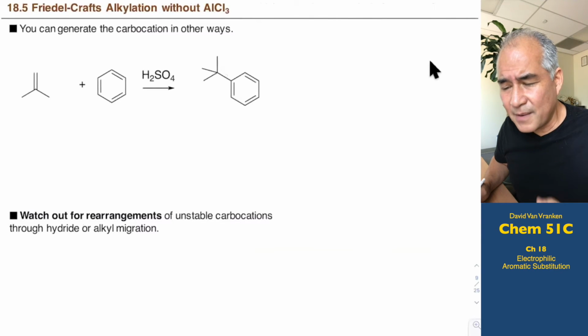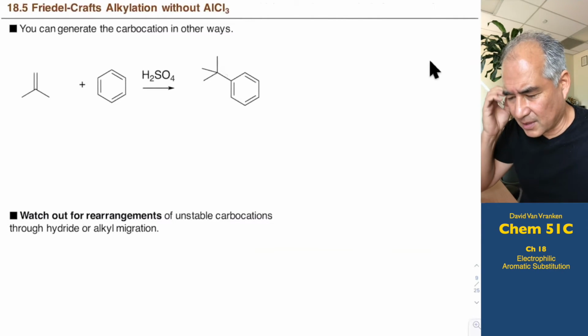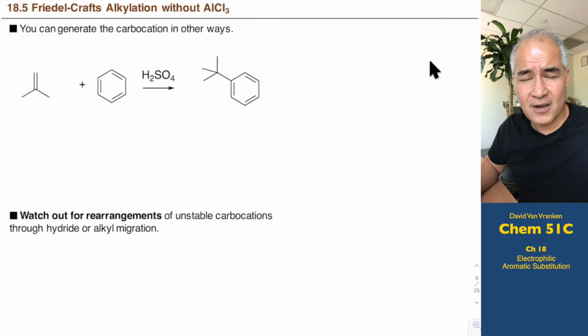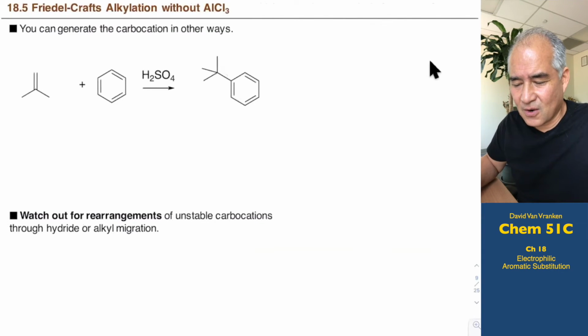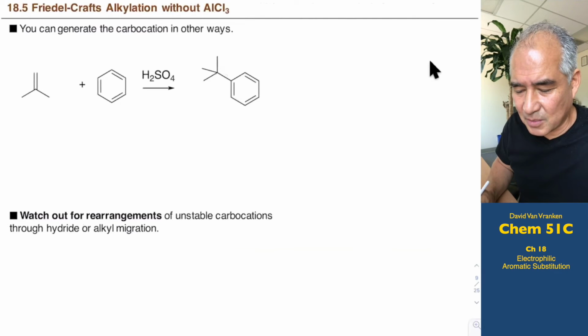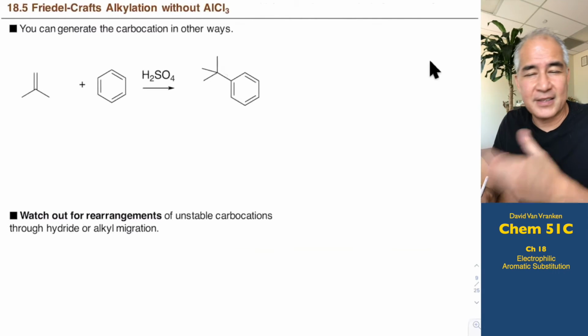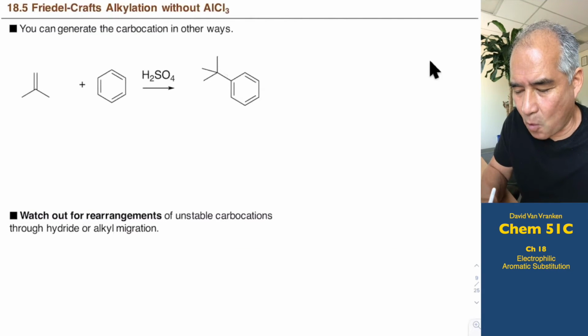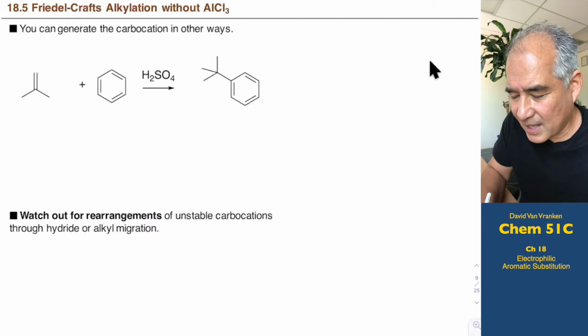I'm going to show you one more way that we can do the Friedel-Crafts alkylation reactions, because you can generate carbocations in other ways. Back in chapter 10, you learned that you can protonate alkenes to make carbocations, and usually things would add to the carbocation, like water or a halogen. But here I'm just going to show you that we can make carbocations, for example, by protonating alkenes.